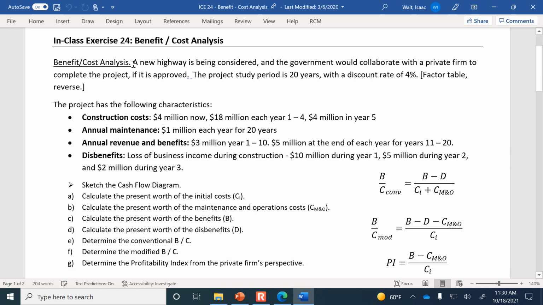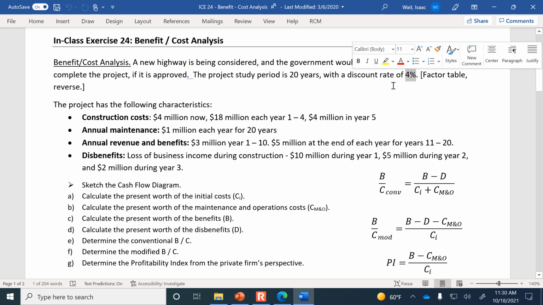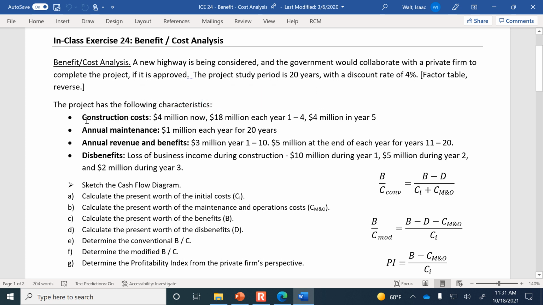Okay, so a new highway is being considered. We know that a 4% discount rate applies, and I think the factor table's on the reverse side of the page. It's a 20-year period, and I give you the characteristics of the project, like how much it costs to build. This bullet point is related to the initial construction costs. We know about the annual maintenance and operation costs, the benefits, the disbenefits.